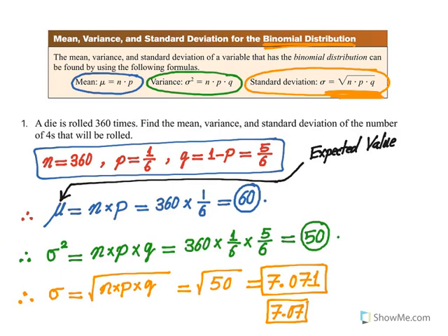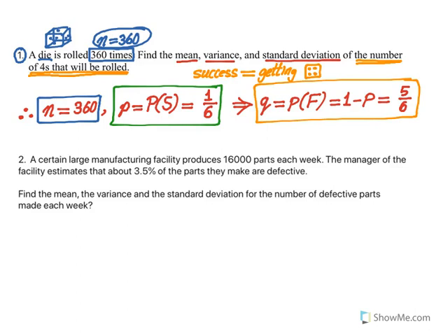Anyways, so now we are done with the first part of this question. The second part, which is a little more interesting, because you need to read something. A certain large manufacturing facility, so now I'm in question 2, produces 16,000 parts each week. The manager of the facility found that 3.5% of the parts they make are defective.